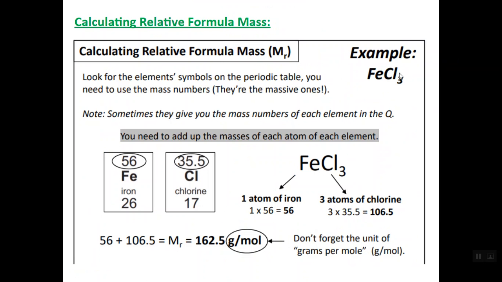Now, if you also look, you've got a small 3. That tells you how many atoms of that one type of element you've got. So here you've got 1 iron and you've got 3 chlorine. Now it's important that you understand this before we go on to calculating relative formula mass.